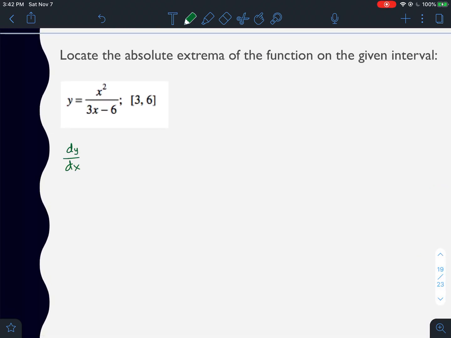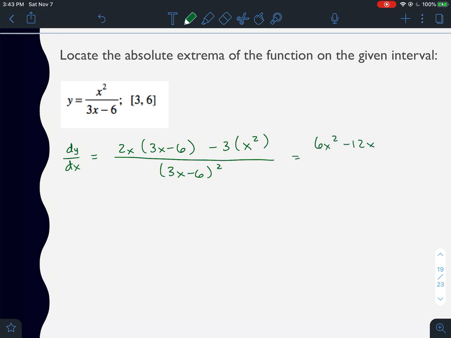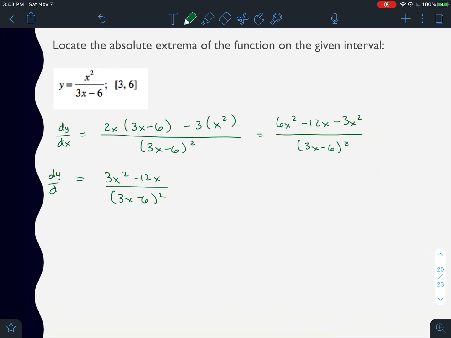All right, let's find the absolute or global extrema of the following. So we need to find the critical numbers, so we're going to take its derivative. So using quotient rule, derivative of the top is 2x, then times the bottom, 3x minus 6, then minus the derivative on the bottom is 3, and then times the top is x squared, over the bottom squared, 3x minus 6 squared. I'm going to simplify the numerator into 6x squared minus 12x minus 3x squared, all over 3x minus 6 squared. Simplify it one more time, and we get 3x squared minus 12x over 3x minus 6 squared.